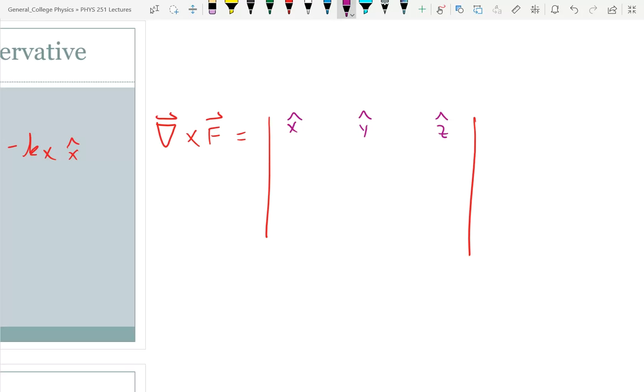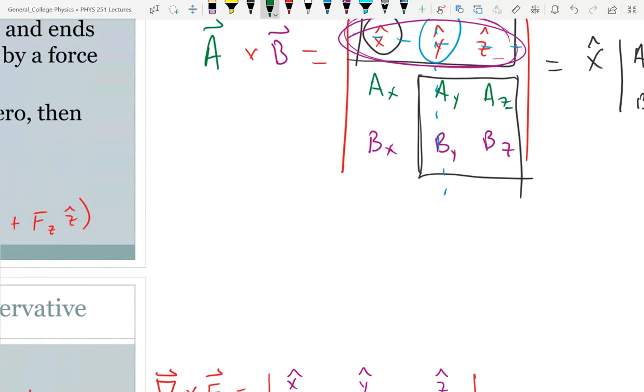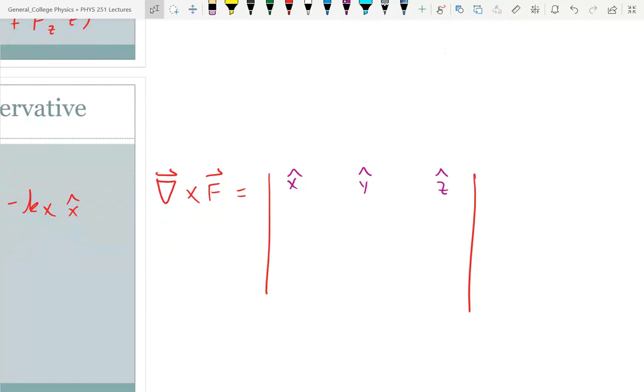And then what goes in the second row? What is the name for the symbol on the left? Gradient or del. Okay. So it's the components of the gradient operator, components of del. So now I don't put x hat, y hat, z hat, I just put d dx because that was the x component, and d dy because that's the y component, and d dz because that's the z component. And then what goes in the final row?